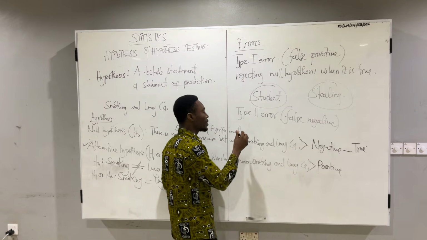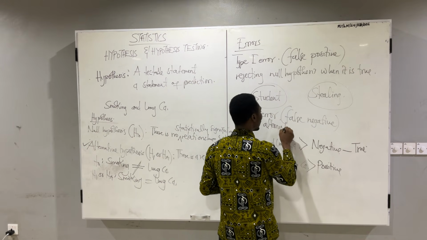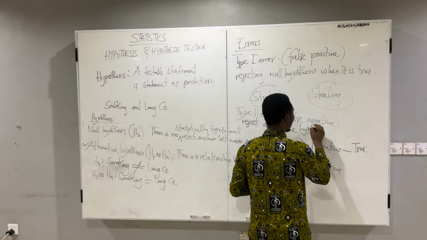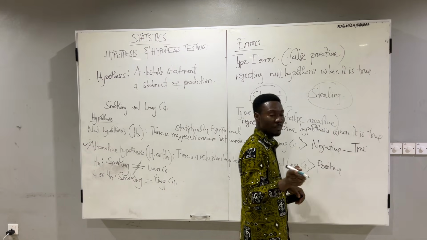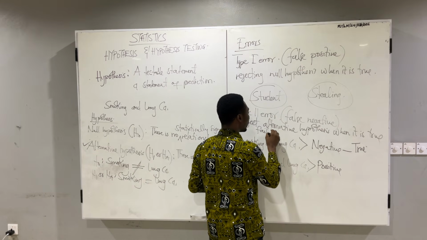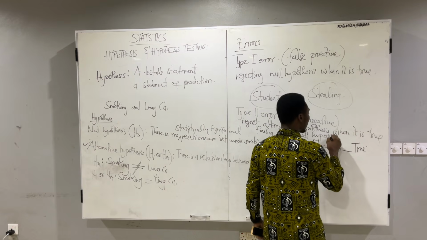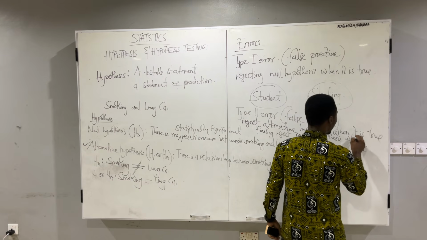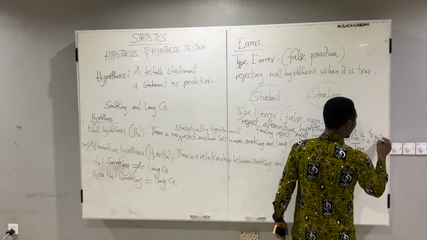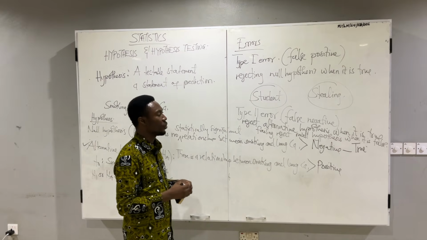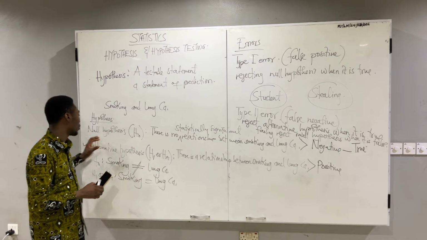So type 2 error simply means rejecting the alternative hypothesis when it is true, or failing to reject the null hypothesis when it is false. Is that okay?